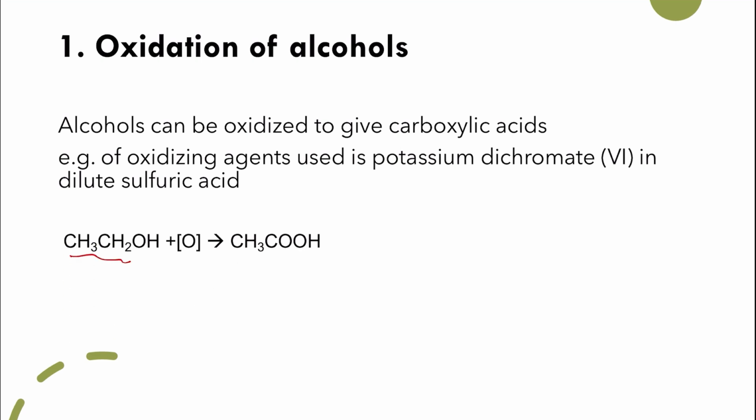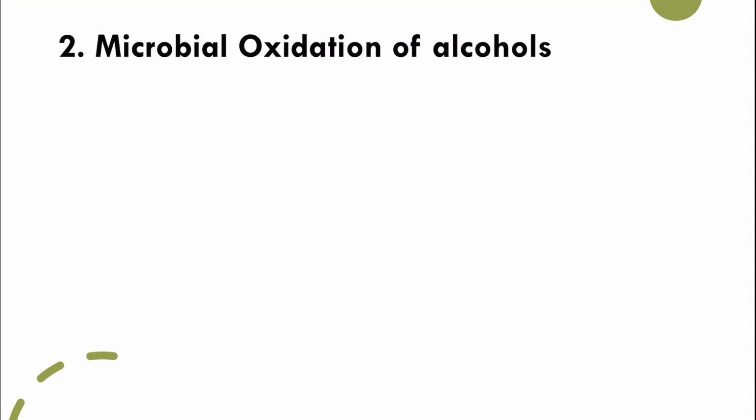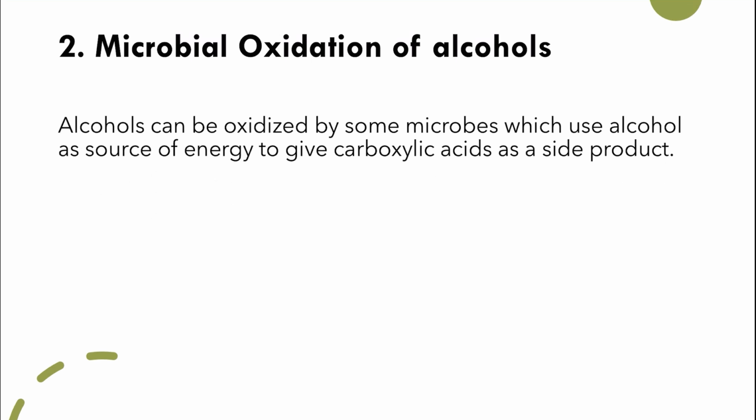So you can use any alcohol in presence of potassium dichromate and dilute sulfuric acid, and that will give you the corresponding carboxylic acid, which is the carboxylic acid with the same number of carbon atoms. So ethanol will give you ethanoic acid. Also, microbial oxidation of alcohol is possible, so some microbes will use ethanol as a source of energy, and as they do so, they will oxidize the ethanol using air, the oxygen from air, as oxidizing agent. The carboxylic acid will be produced as a side product of this oxidation.